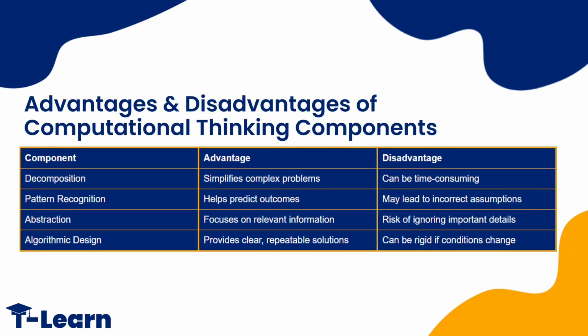Now let's delve in a little bit more. Let's look at the advantages and disadvantages of computational thinking components, so decomposition, pattern recognition, abstraction, algorithmic design. Some advantages include simplifying complex problems or even helping predict outcomes. And some disadvantages include the time-consuming side of it and it leading to incorrect assumptions. Feel free to pause the video now if you would like to view the table more or if you'd like to take notes.